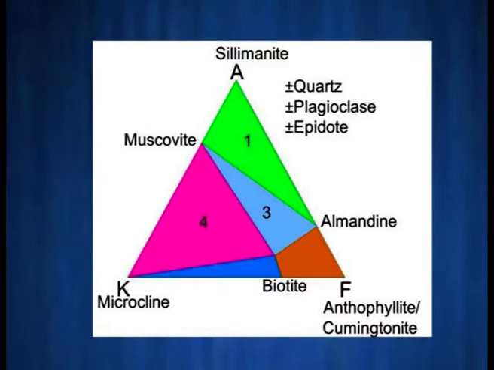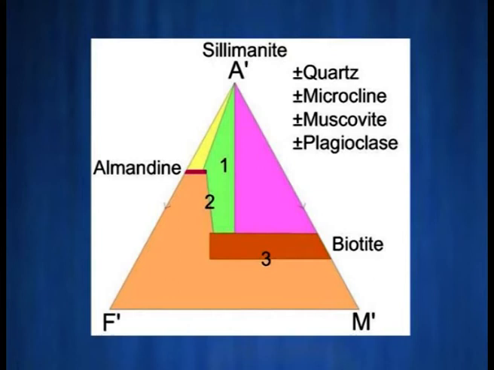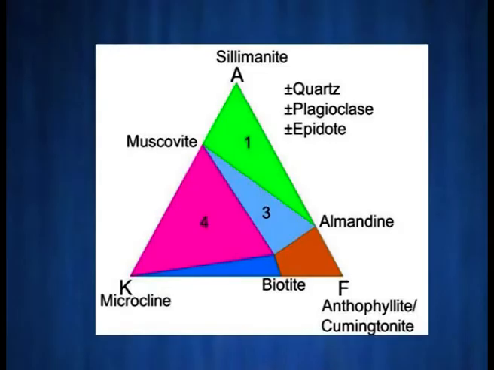Now, the third assemblage is almandine plus minus biotite, plus minus muscovite, plus minus microcline, plus minus plagioclase, plus minus quartz, also known as almandine biotite gneiss. The fourth assemblage is sillimanite, biotite, muscovite, microcline, plagioclase, plus minus quartz, also known as sillimanite biotite gneiss. The fifth assemblage is biotite, muscovite, microcline, plagioclase, plus minus quartz, also known as biotite gneiss.